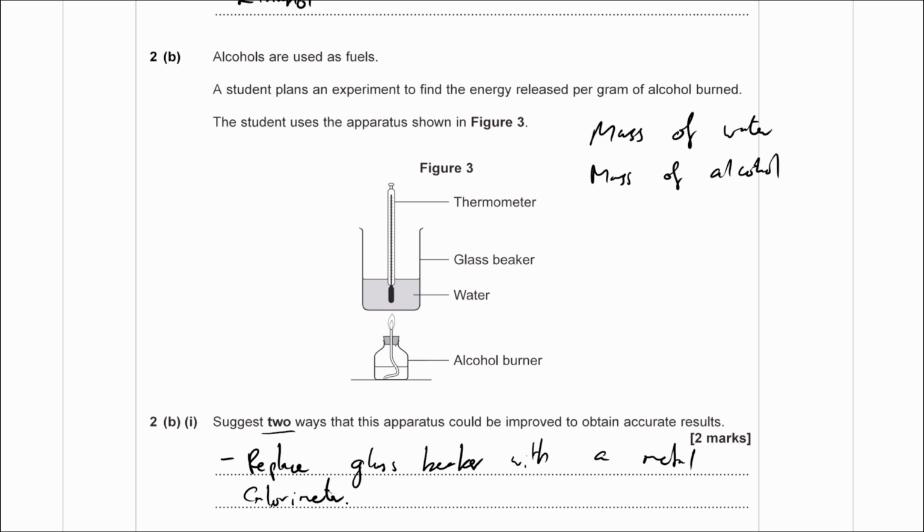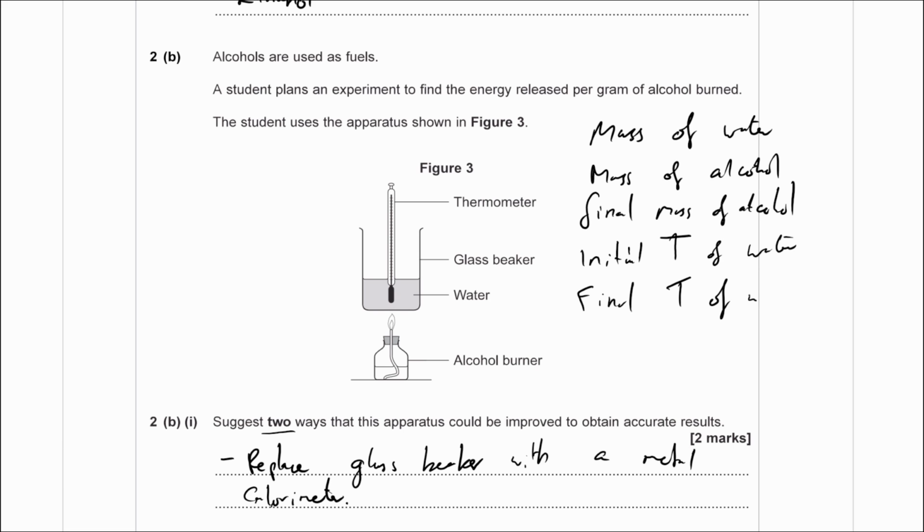We are going to burn the alcohol, and that means that the mass of the alcohol is actually going to go down. So we need the final mass of alcohol. We are also going to need the initial temperature, I'm just going to put T there, of water. And we're going to need the final temperature of water, because we need to know how much the temperature changes.